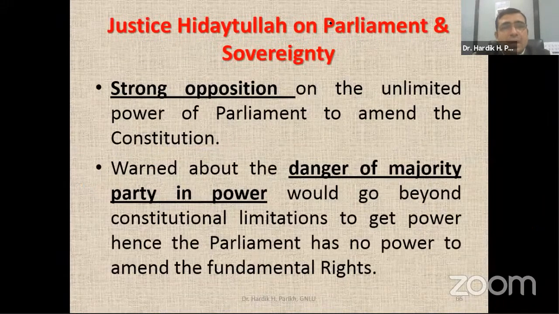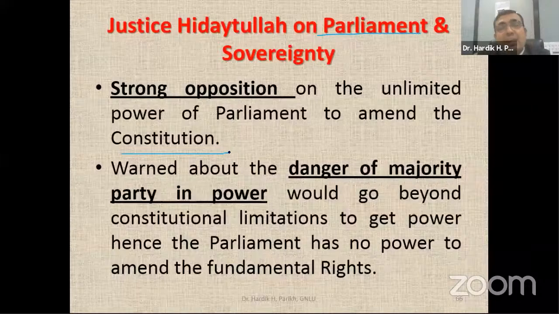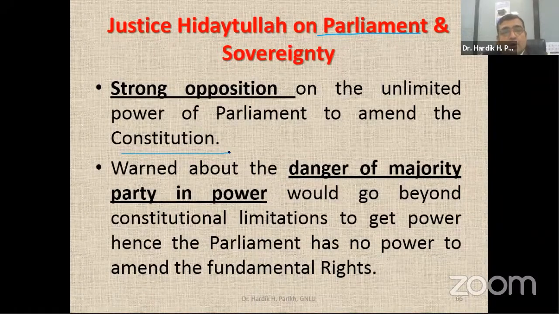Now, Justice Hidayatullah also gave an opinion, and this is a very interesting part. There was strong opposition to the unlimited power of Parliament to amend the Constitution. Whether Parliament has unlimited power to amend the Constitution or not, aren't we having this discussion today also? After 2014, we observed that a majority government came, and then the current NDA government came into operation and it got repeated. This question is still asked.